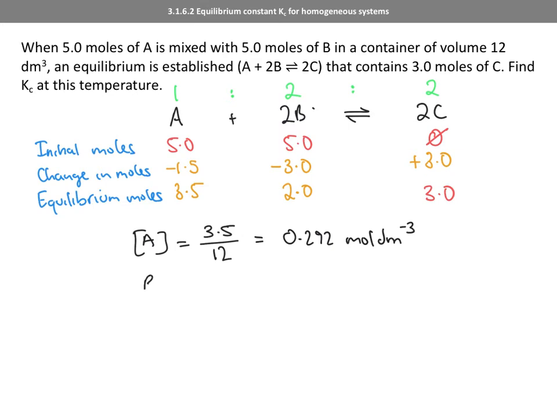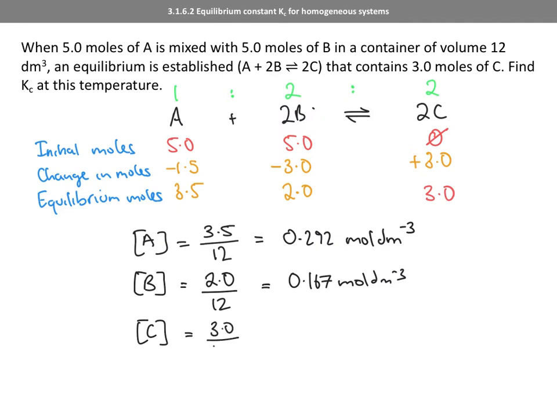The concentration of B is the number of moles at equilibrium, which is 2, divided by the volume, which is 12, equals 0.167 moles per decimeter cubed. And then finally, we've got the concentration of C, which equals the number of moles at equilibrium, which is 3, divided by 12, equals 0.25 moles per decimeter cubed. So now we have the concentrations that we need to use in our equilibrium expression.